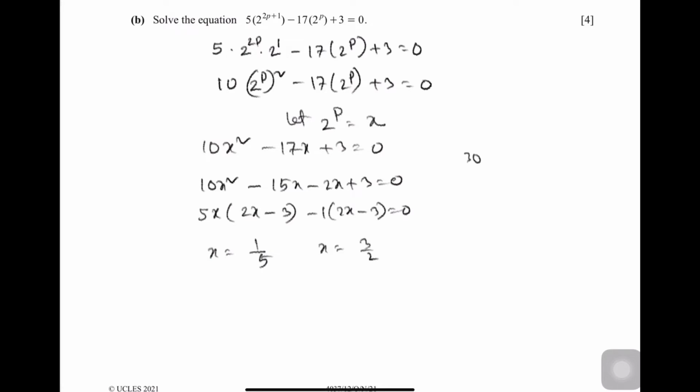But here it is given, I consider 2 to the power p equals x. So we can write 2 to the power p equals 1 by 5, and 2 to the power p equals 3 by 2. Now we can use logarithm. p equals log 2 base 1 by 5 and p equals minus 2.32, 0.58.